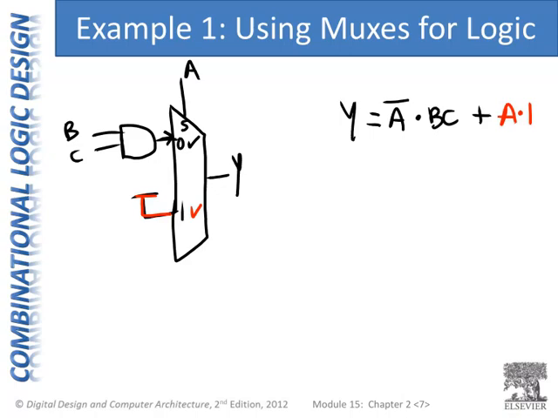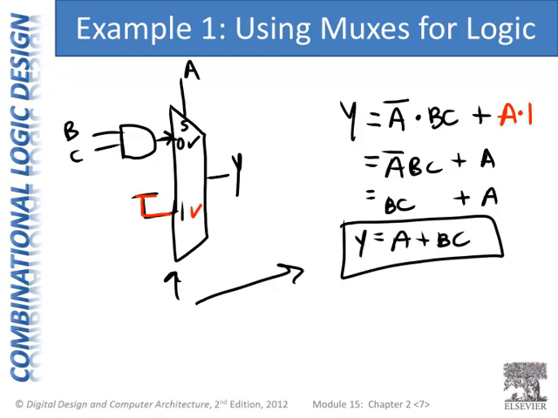And now we can take this equation and see if we can reduce it. In fact, we can. We have A bar, B, C, or A. Using the simplification theorem, we can get rid of that A bar. So we're going to get B and C or A. I'll also write that as A or B, C. Either way works. So we can also go the other direction where we start with the multiplexer implementation and then write the function that it implements.